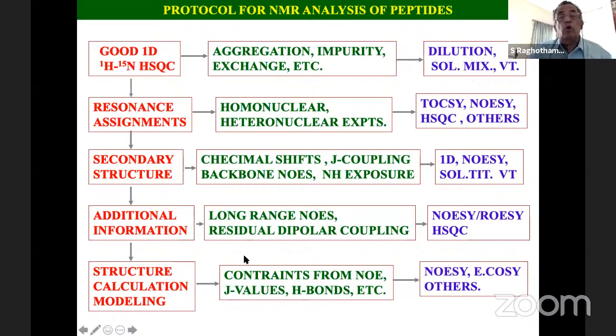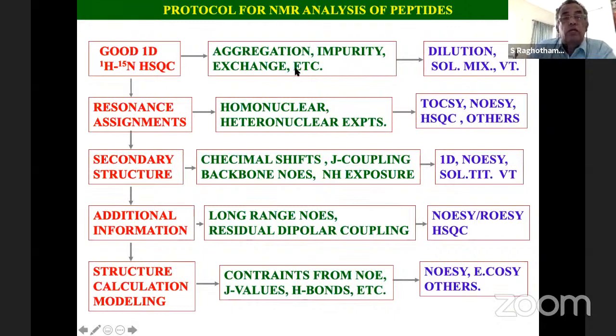Now, this is the protocol for structure determination. The first thing is you should have a good 1D spectrum, or the HSQC provides a good 2D starting spectrum. Now, once you have this, as I told you, if it is not a good spectrum, you have to do something: change the solvent, change the temperature, do something else, get a decent spectrum, then only you can proceed to do all of the time-consuming experiments. Otherwise, you will be wasting your time.